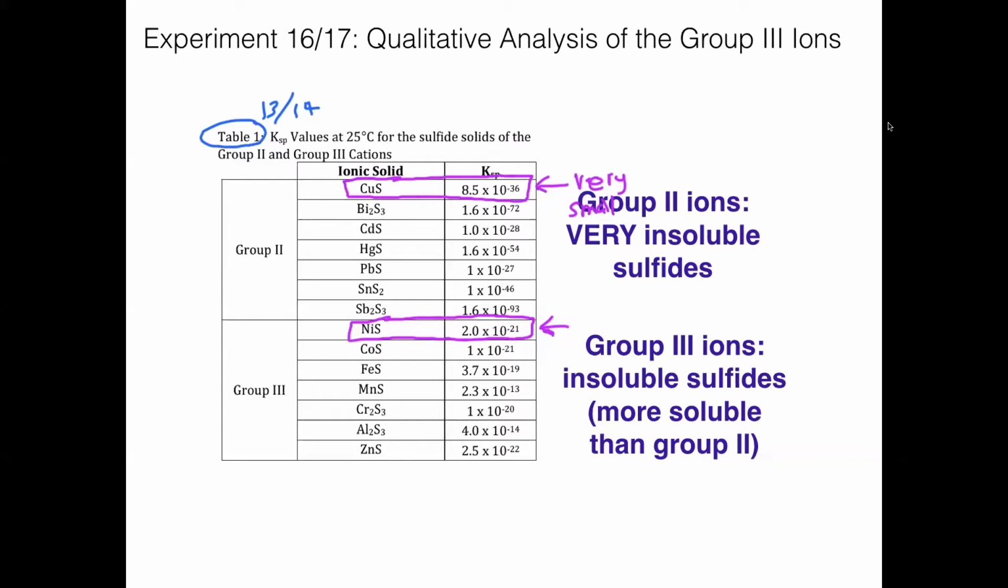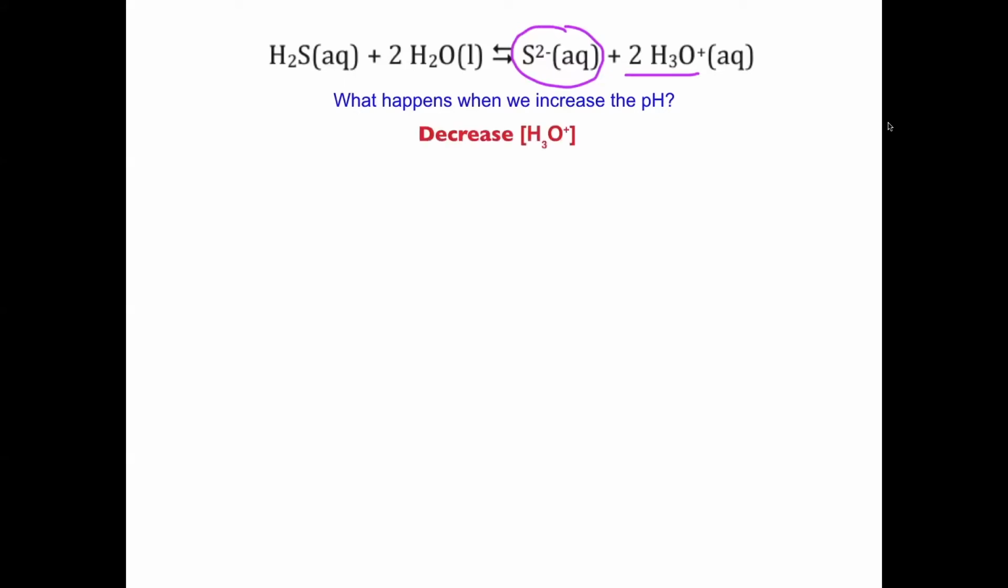Just like we discussed in group 2, we can control the concentration of sulfide by controlling the pH of the solution. So we're going to look at that reaction next. We have the H2S on the left forming S2- on the right, our acid dissociation reaction. I want to ask you, what happens to the concentration of hydronium when we increase the pH? Go ahead and write down your answer. Hopefully you said that we decrease the concentration of hydronium when we increase the pH. So the concentration of hydronium goes down.